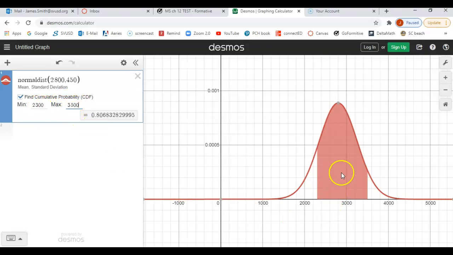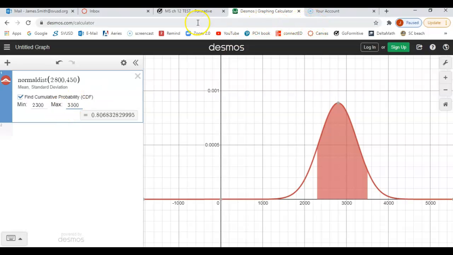Again, really neat that it shades the graph for us. And then it also tells us the percent of that graph that was just shaded. So about 80.7% in terms of percentages. So anyway, really cool feature, really easy to use.